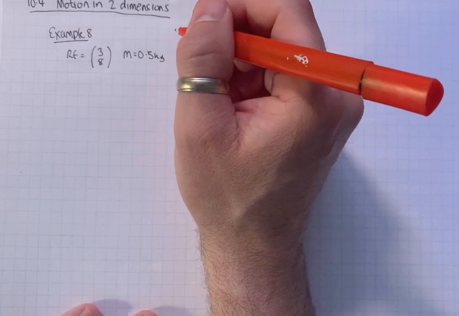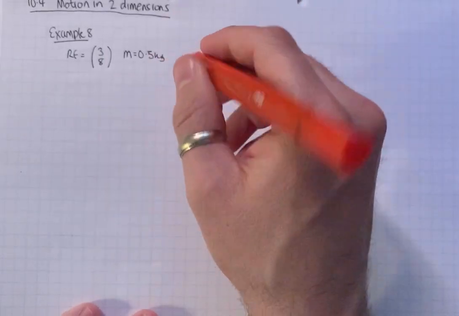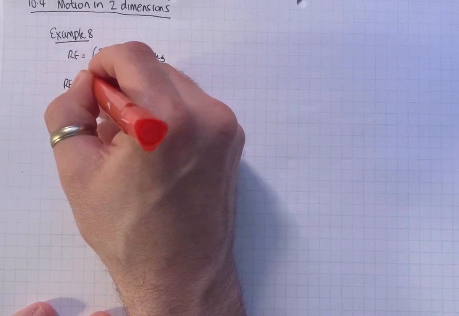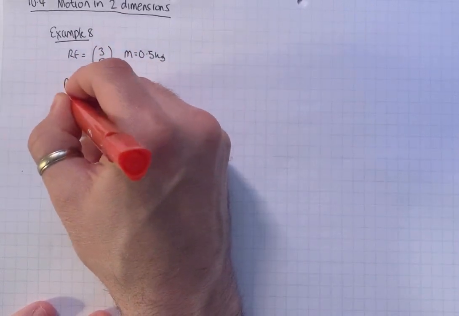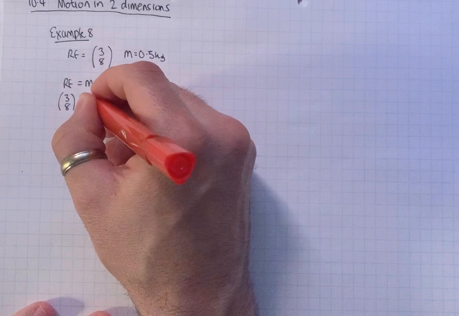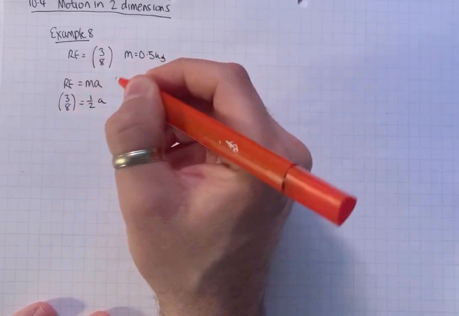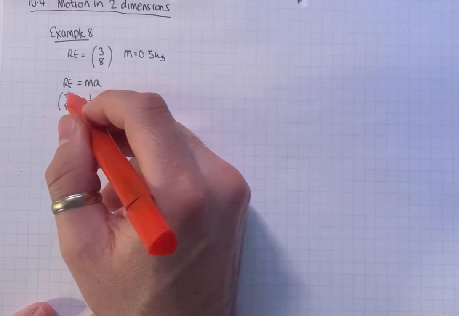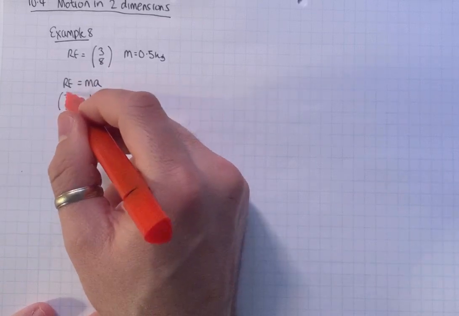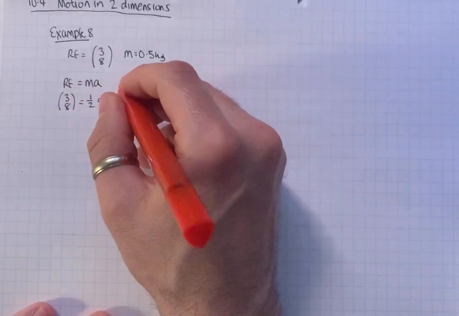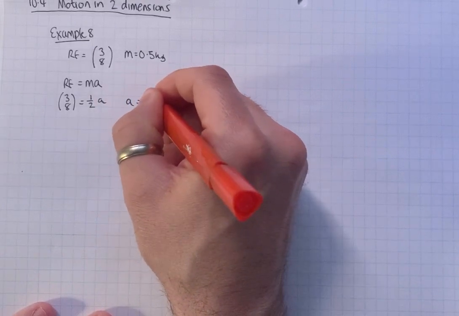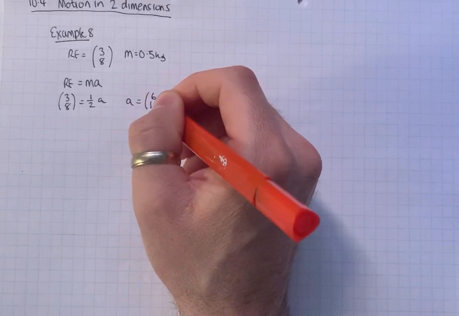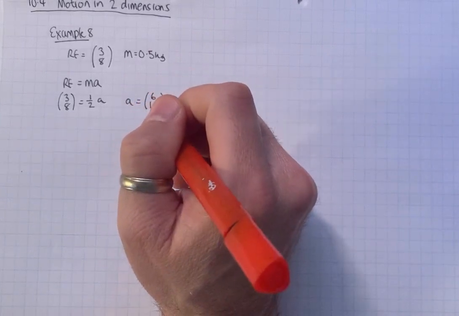Okay, so first thing we need to do is work out the acceleration using resultant F equals ma. So we've got 3, 8 equals half a. So simply if you double both sides, it's not a fraction, so you don't just do it to the top, you need to do it to top and bottom. So if we double both of these, we get acceleration must be equal to 6, 16. So that's 6i plus 16j, but you can leave it like that, it's not a problem.